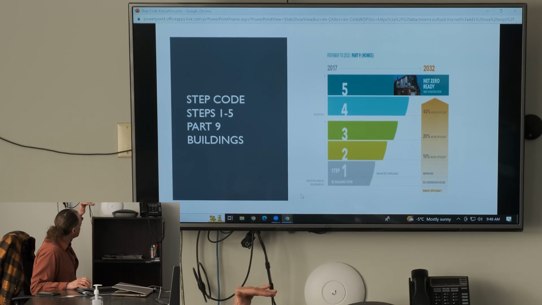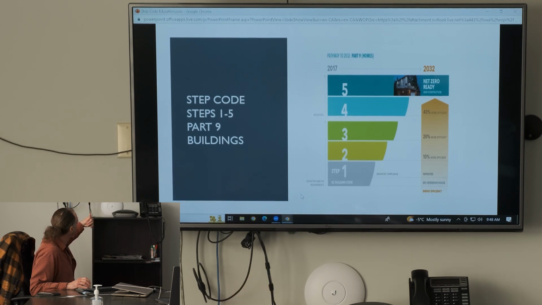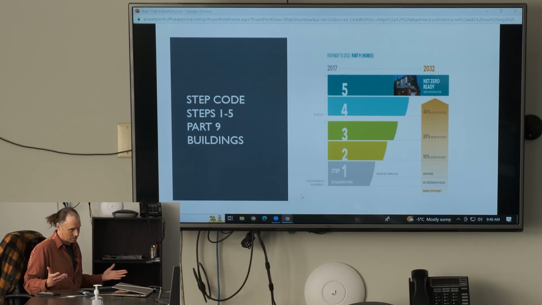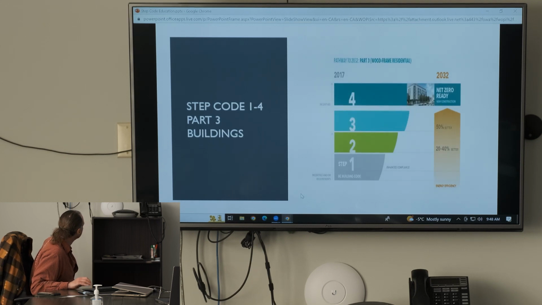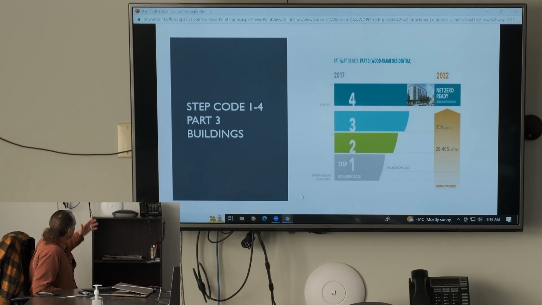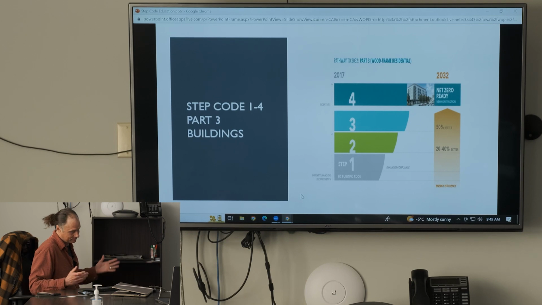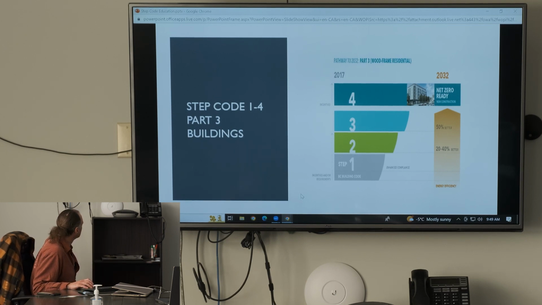So step 2 is 10% more efficient than your basic reference house. Step 3, 20% more efficient. Step 4 is 40% more efficient. And then step 5, you're getting towards net zero ready. And then with Part 3, the wood frame residential, you have step 4 is net zero ready, and step 5 would be, you know, a greater performance than that.